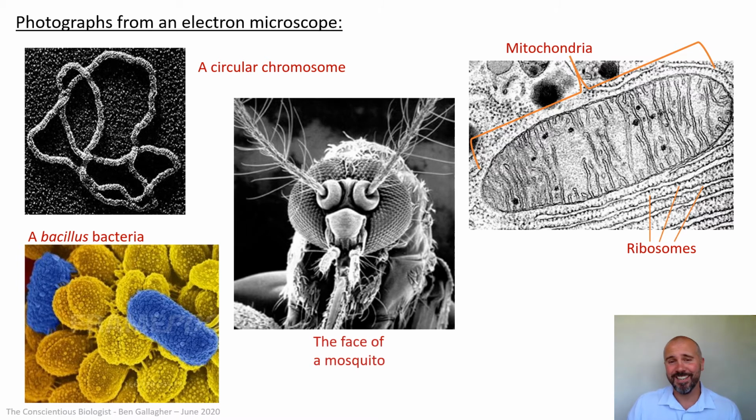I love this picture. This is the face of a mosquito. So think how tiny mosquitoes are, those little buzzing, annoying things that can sting you. This is its face, and look at the detail on that face. Look at the tiny hairs. Look at all the tiny little bits of its eye. Look at its mouthpiece, its proboscis. It's amazing the detail that we've got on that picture.